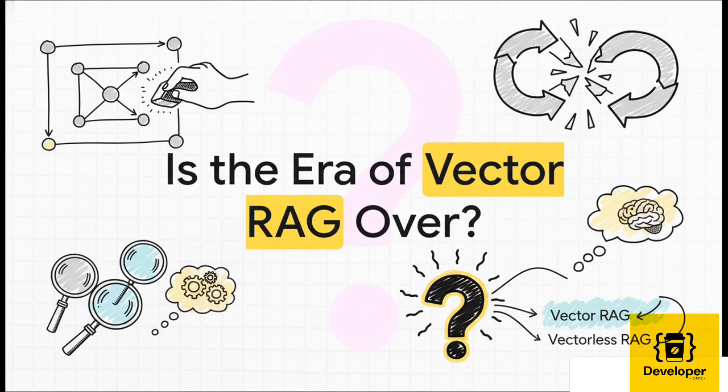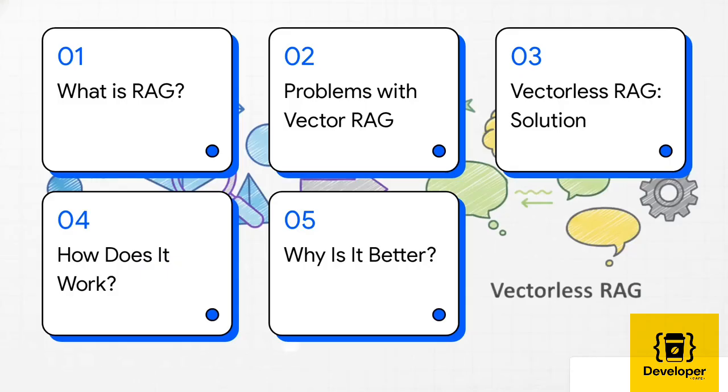I know it sounds like a really bold claim, but stick with me because by the end of this, you'll see exactly why this is a conversation that's starting to happen. All right, so here's our game plan. First, we'll do a quick refresher on what RAG even is. Then, we're going to get into the nitty-gritty of why the old vector way has some serious problems. From there, we'll introduce Vectorless RAG as the solution, break down how it works, and wrap up with why this might just be a total game changer.